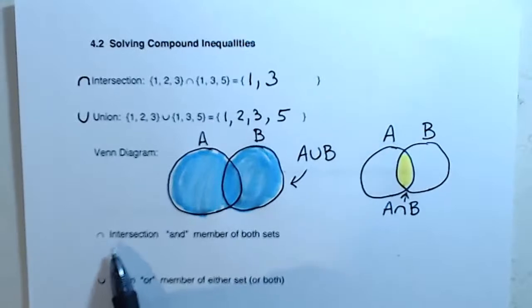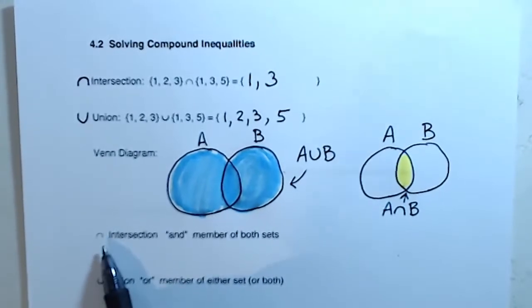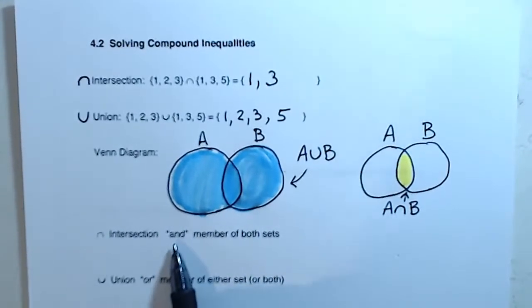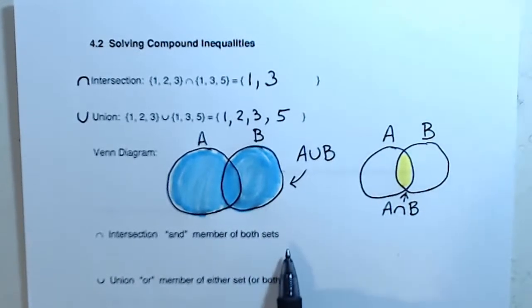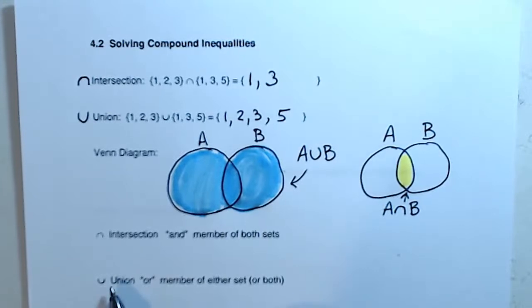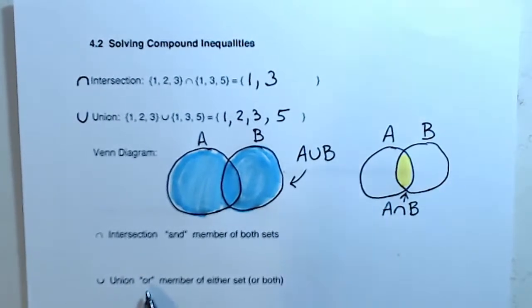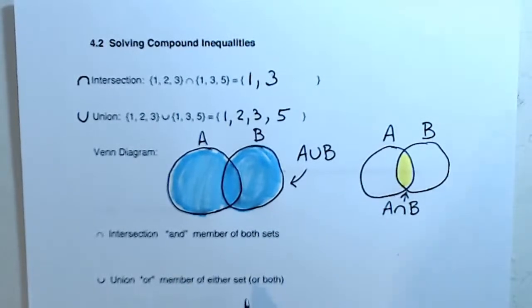So if we say intersection, there's that little bridge. It's a stylized N. That's written as "and" in math. This means you have to be members of both sets. The U stands for union, which we say as "or," and that's a member of either set or possibly both.